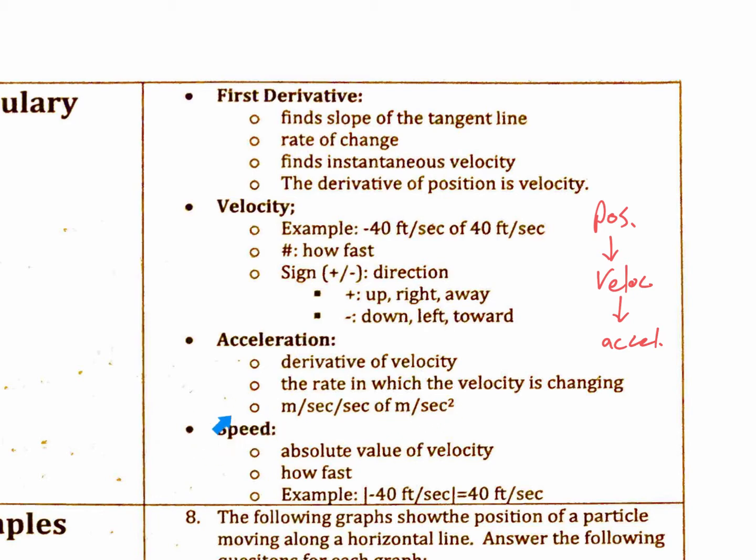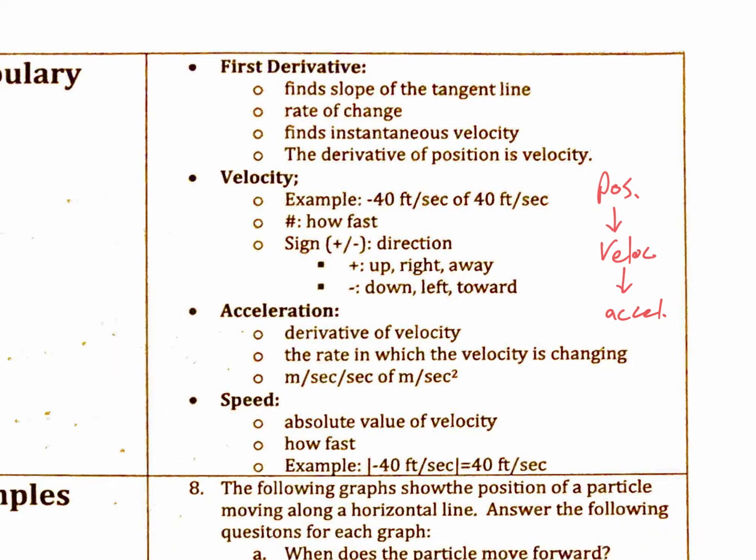Speed is not used as frequently as velocity. Speed and velocity are very, very similar. The only difference is speed is always positive. Speed is just the absolute value of velocity. Velocity, however, we get that added benefit of knowing if we're moving forward or backward with a positive or negative sign. Okay.